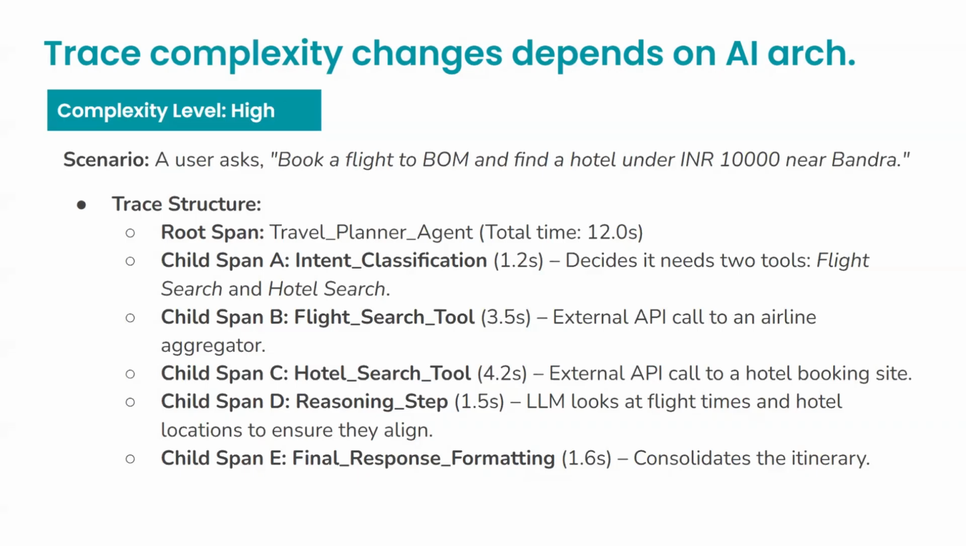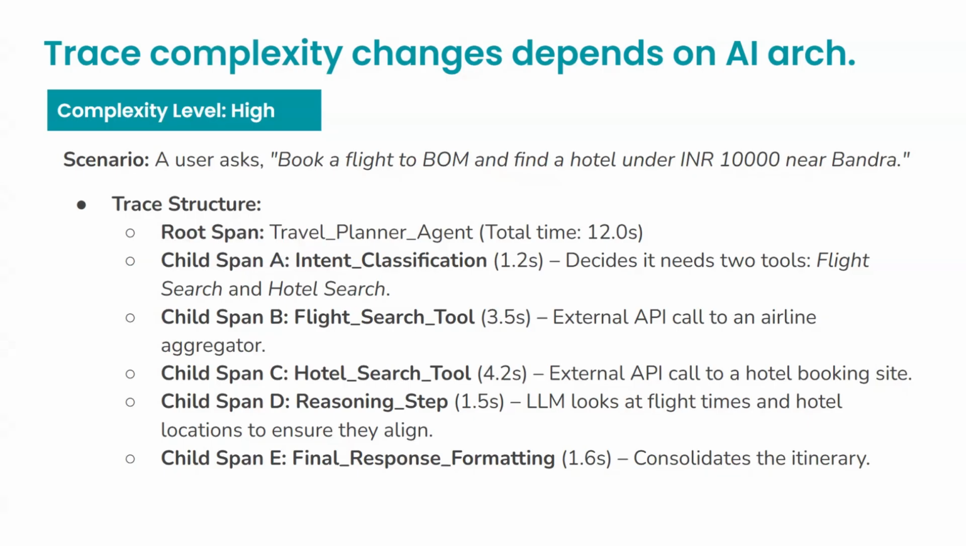Let's start at the top. The root span is travel planner agent, with a total latency of approximately 12 seconds. This is a big jump from 3.2 seconds in the previous example, and the reason is simple. We are now orchestrating multiple tools, APIs, and reasoning steps. Now let's break down the spans.